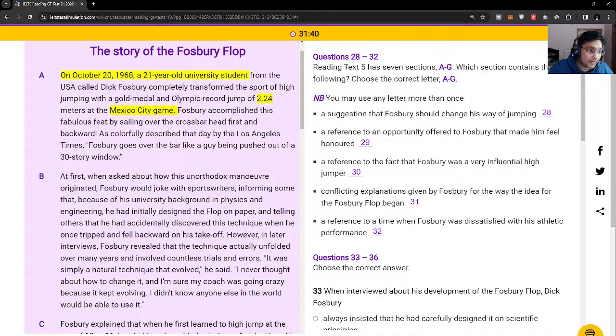Fosbury accomplished this fabulous feat by sailing over the crossbar headfirst and backward. As colorfully described that day by the Los Angeles Times, Fosbury goes over the bar like a guy being pushed out of a 30-story window. Okay.